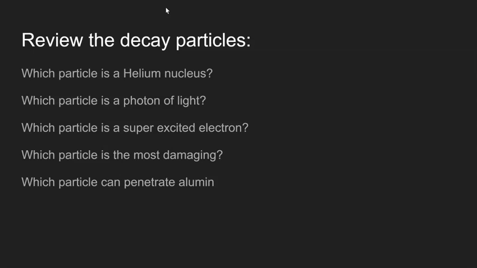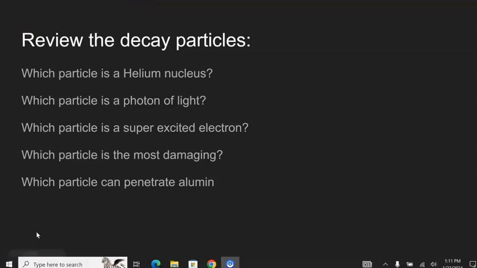Okay, so take a look at the particles of helium. When I look at the particles, I've got to identify which particle is which.